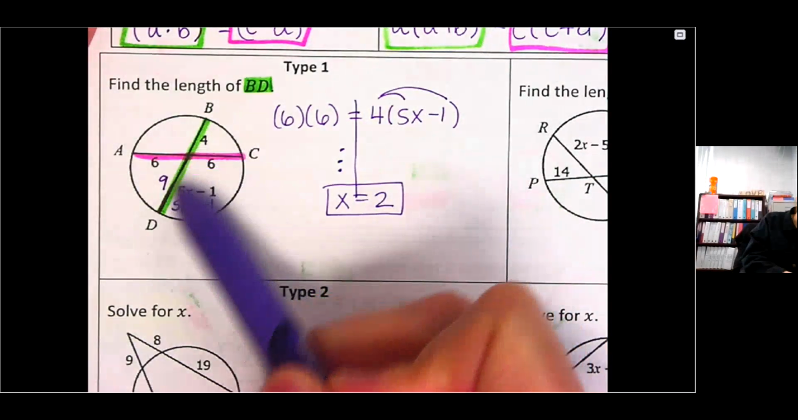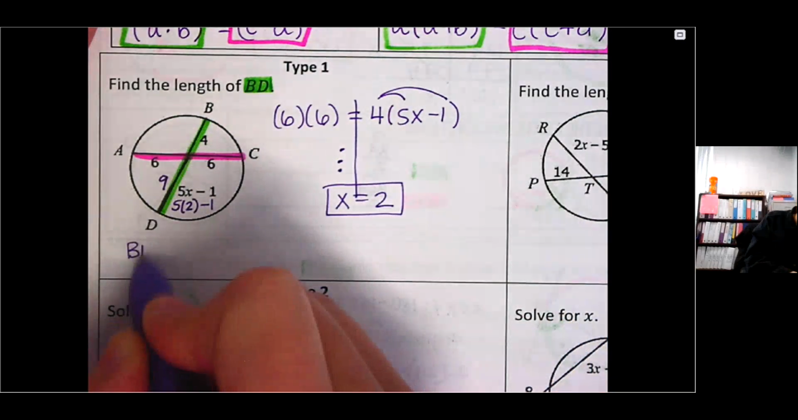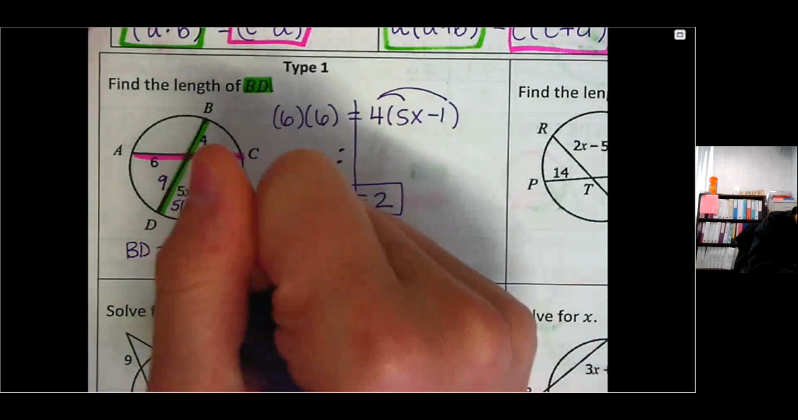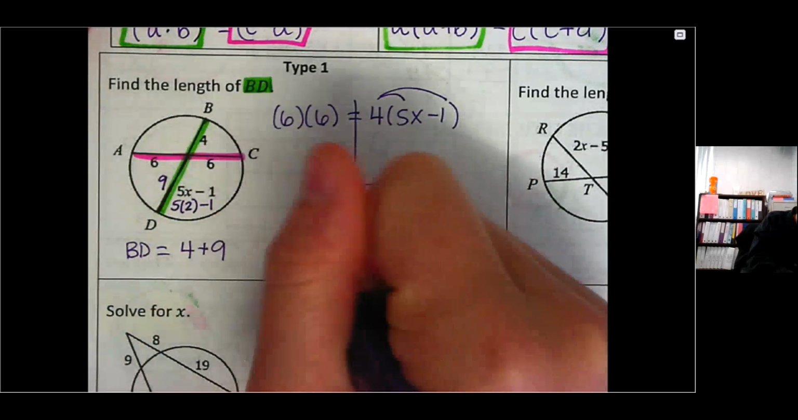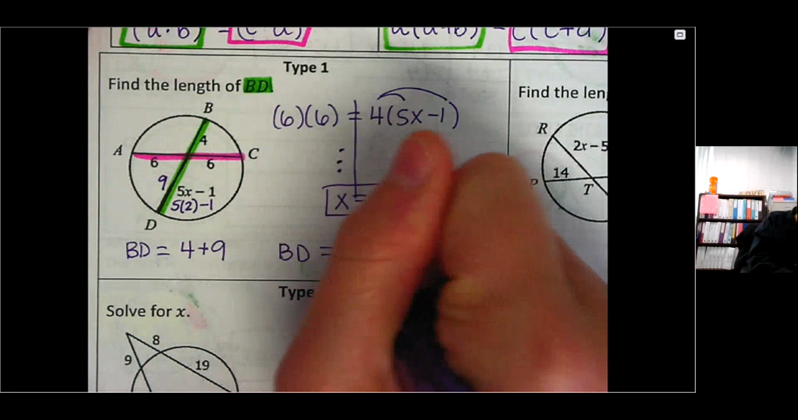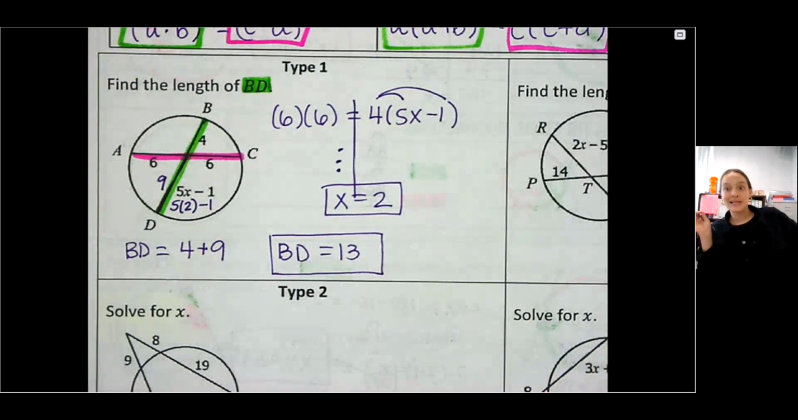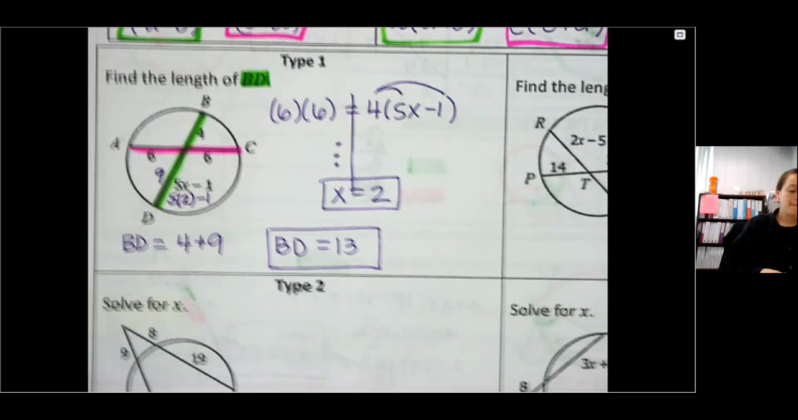And in total, the entire length of BD is worth 4 and 9 together. So I have to add them. So the full length of BD is worth 13. So definitely make sure, like on your exams, you definitely plug in your answers.